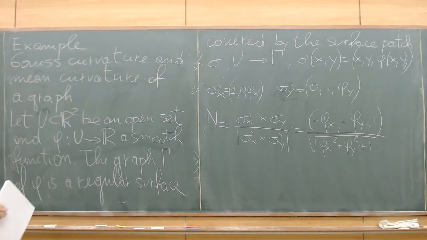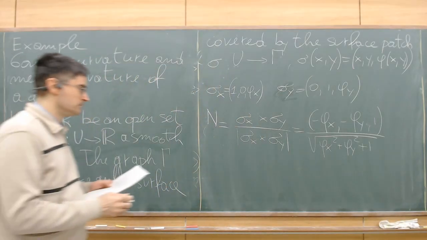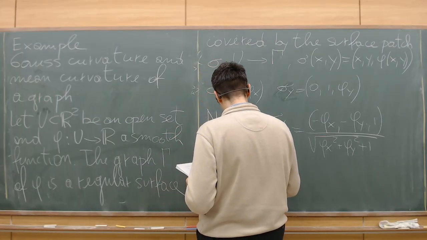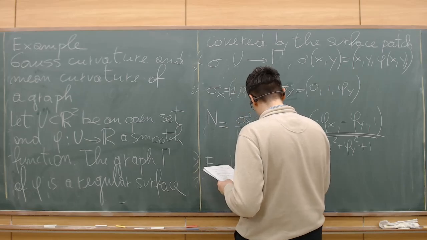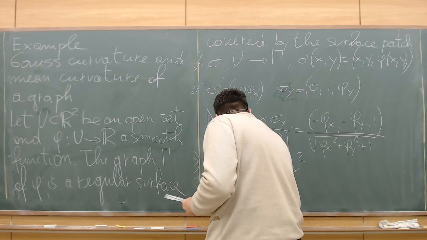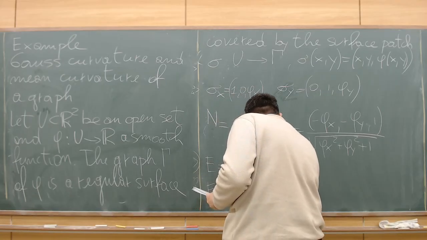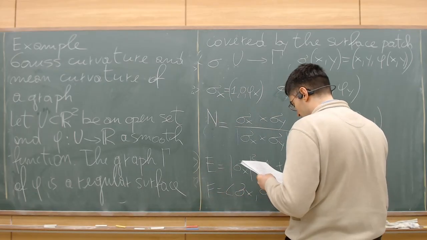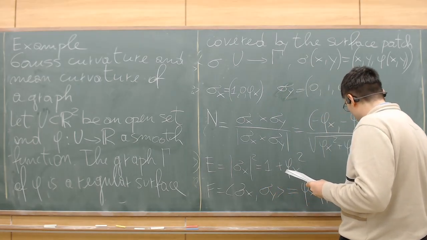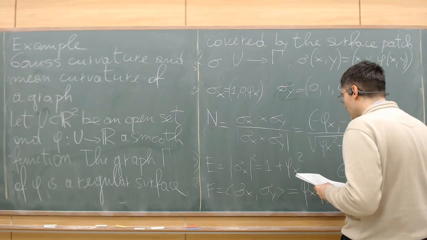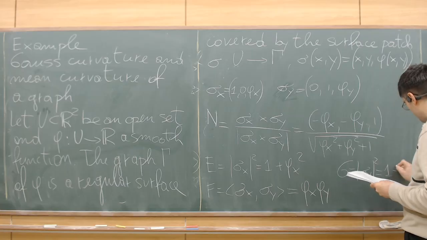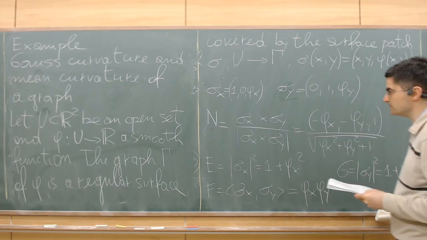The coefficients of the first fundamental form are then given by E equals sigma x squared. This is 1 plus phi x squared. F is sigma x inner product sigma y. This is given by phi x phi y. And G, this is sigma y squared. It is given by 1 plus phi y squared.